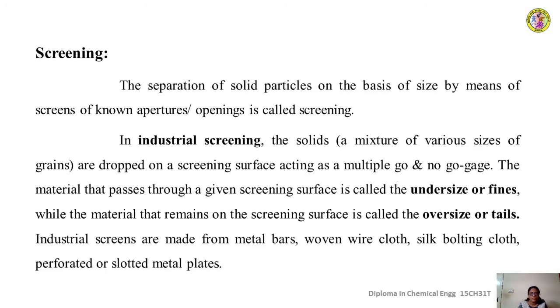The material which passes through the screen is collected as one product called the undersized fraction or the fine fraction, while the material that is retained above the screen, that is on the screen, is called the oversized material or oversized fraction, or it is also called tails. Industrial screens are made from metal bars, woven wire cloth, just like your standard screen is made, then silk bolting cloth, or perforated or slotted metal plates. These are some of the materials that are used for constructing industrial screens.